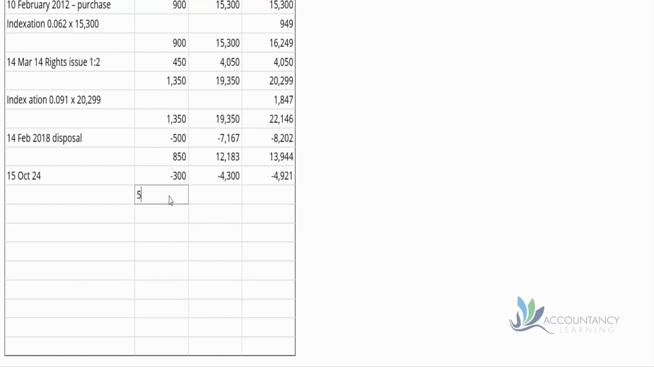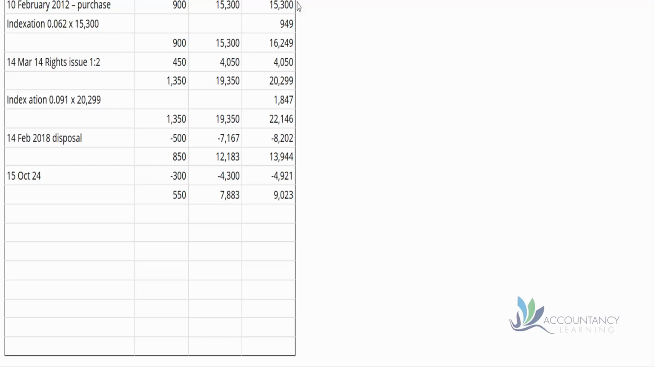So that means we have a total of 550 shares. And what was the original cost of those? So that's a cost of 7,883. And then the carried forward index cost is 9,023. Okay, so that's our carried forward balance. Okay, so that's the movements in the pool.